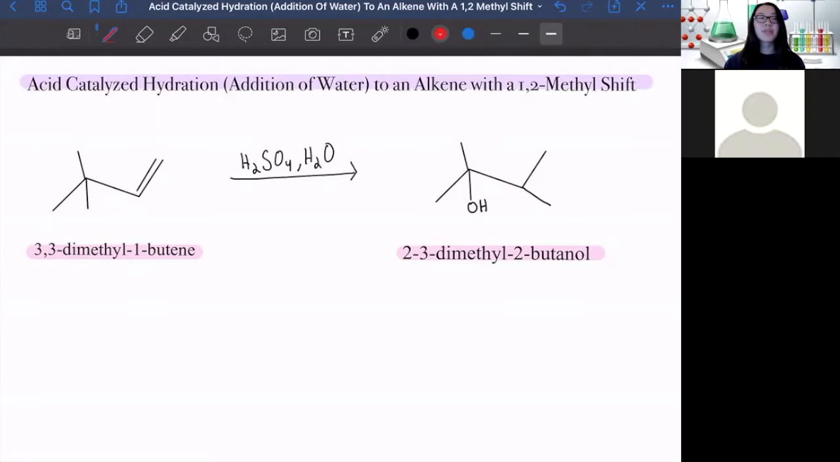2,3-dimethyl-2-butanol are all hazardous chemicals. Because of this, we have to wear the proper PPE.